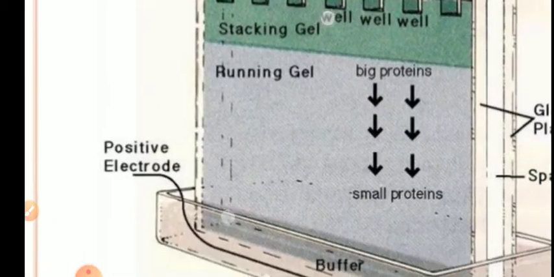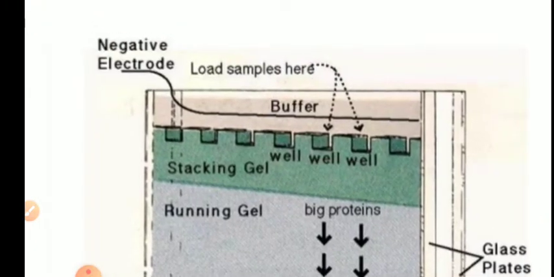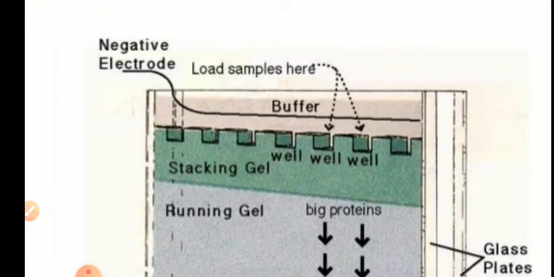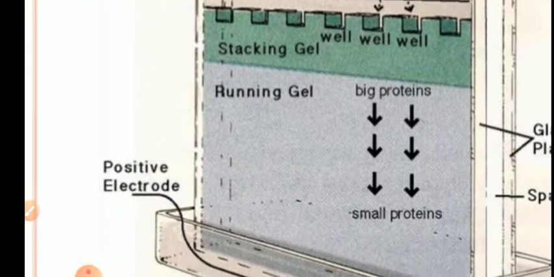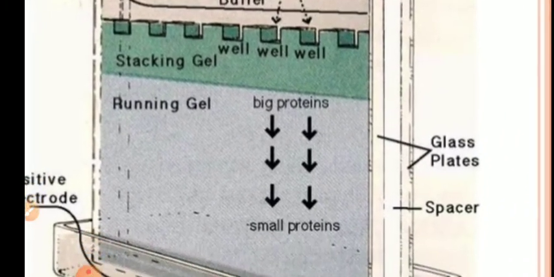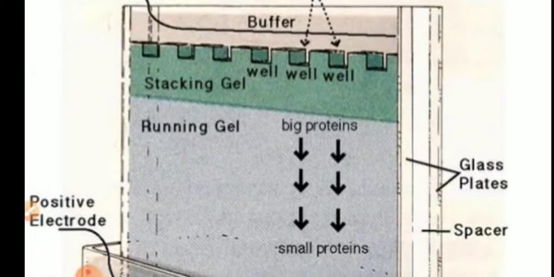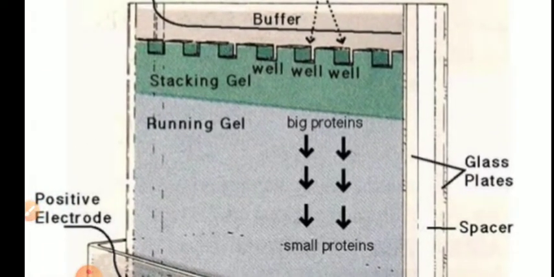Right. You can see here more clearly. So upper chamber, negative electrode or cathode, stacking gel. In the upper chamber, we take stacking gel to some extent. Yes, you can say 1/3 is stacking gel and then it is running gel. Running gel is where the proteins get properly separated on the basis of their molecular size, you can say, or molecular weight.